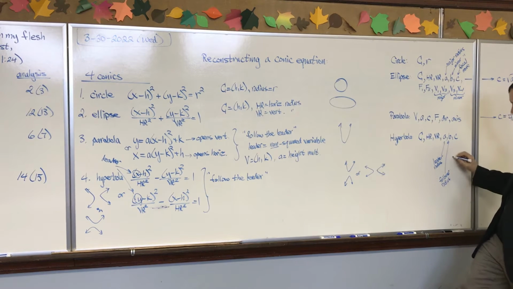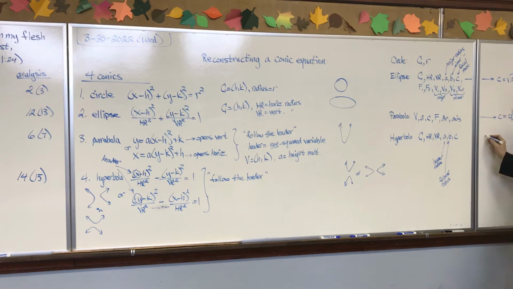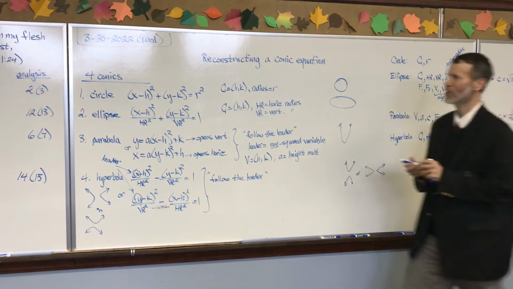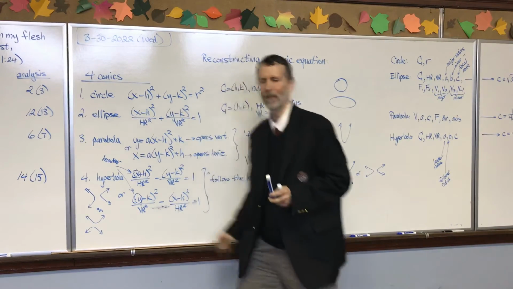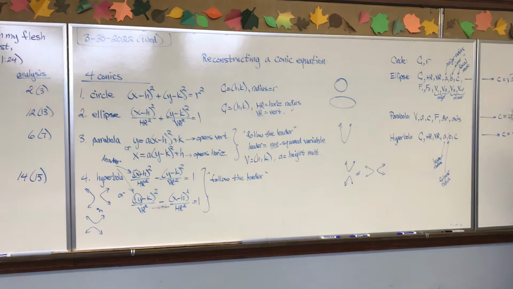And what's C? The focal move. Can you tell me what the formula for focal move for a hyperbola is? Megan. Radical a squared plus b squared. Yes. If you notice, the only thing separating an ellipse from a hyperbola, they change plus to minus in the main formula. So they change minus to plus in the focal move formula.